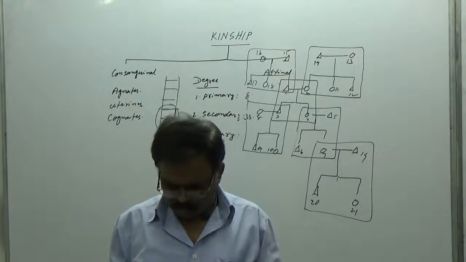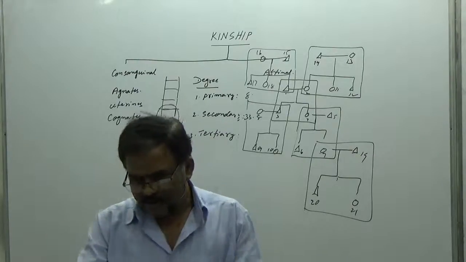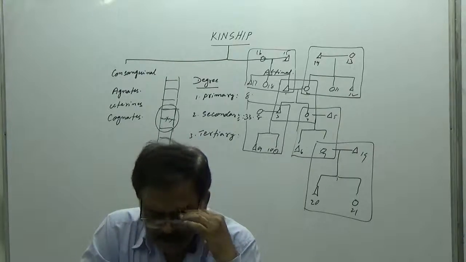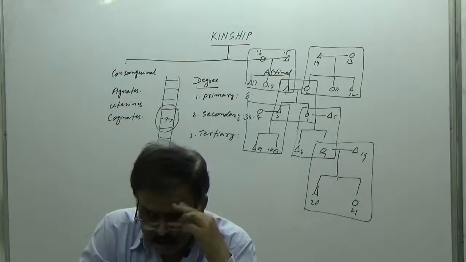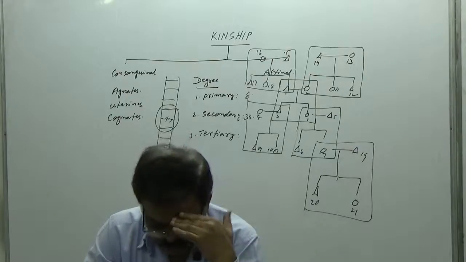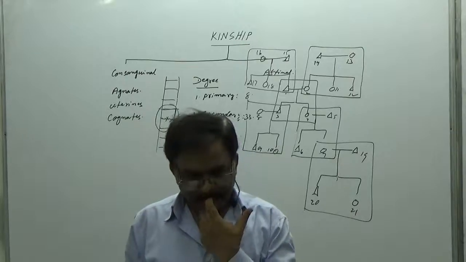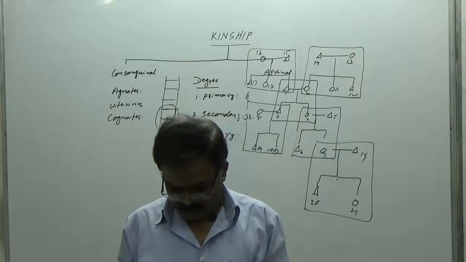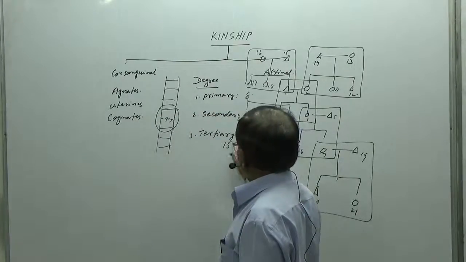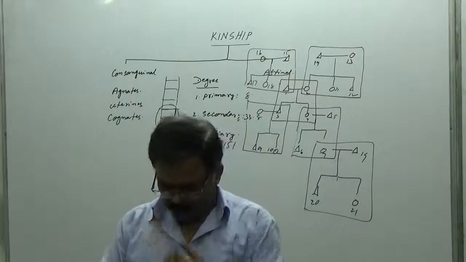1 plus 2, but 2 plus 1 is equal to 3 only. Same to same. So primary relatives of secondary relatives, or secondary relatives of primary relatives, are known as tertiary. They are 151 in number. They are totally 151.